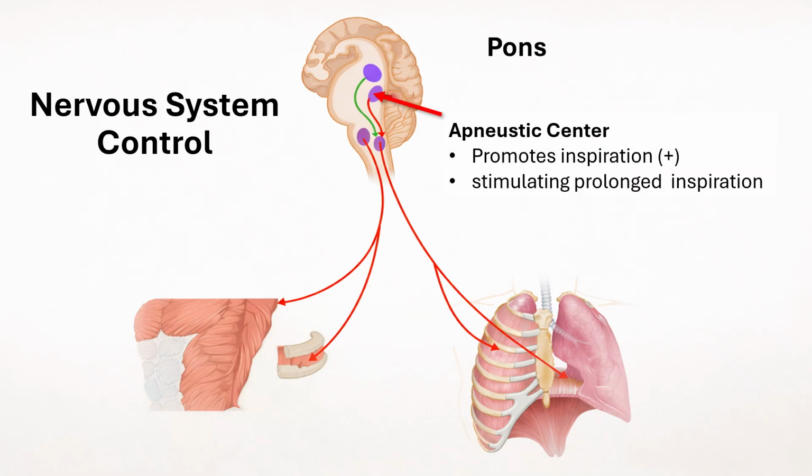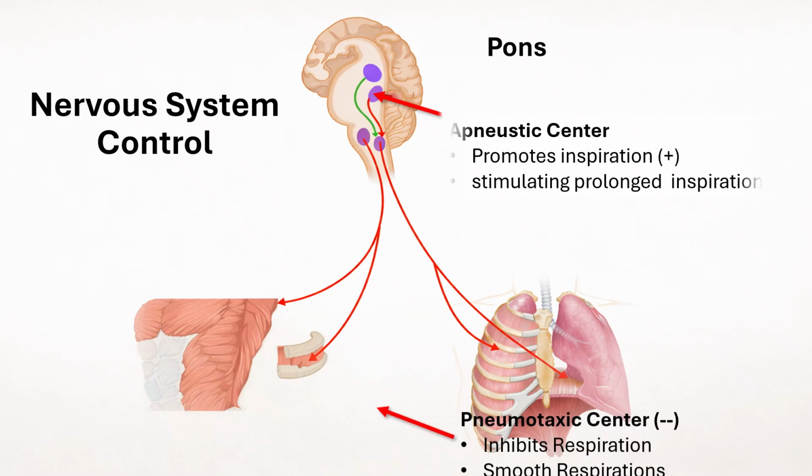And then up here in the pons, we have the apneustic center, which is going to promote respiration. It's going to stimulate prolonged inspiration. That's another thing that it might be responsible for. When we have a pontine problem with the brain stem, usually we're talking about head injuries there. Part of the apneustic respirations will have that prolonged inspiration.